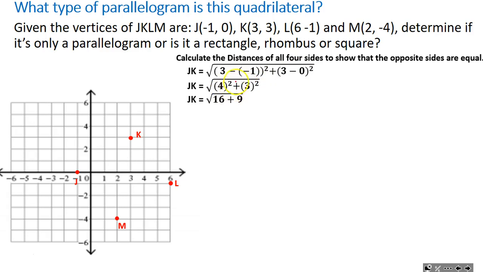Remember your PEMDAS process. Do your parentheses first, then your exponents, then you're going to add. So that's what we did here. So 16 plus 9 is 25, and the square root of 25 is 5. So that's our JK. It's 5. Now let's compare the opposite side over here.